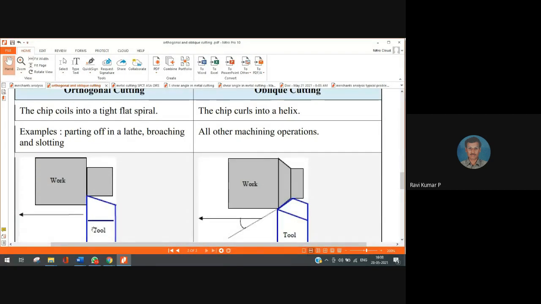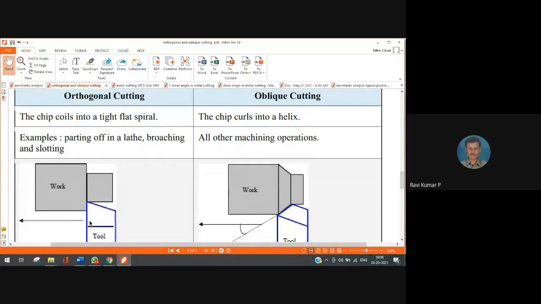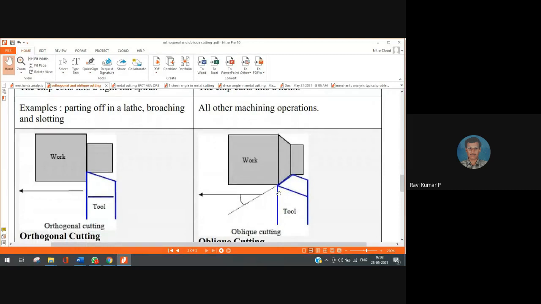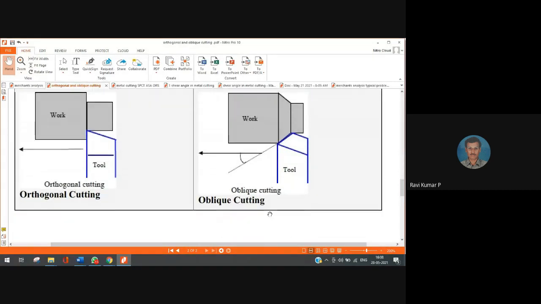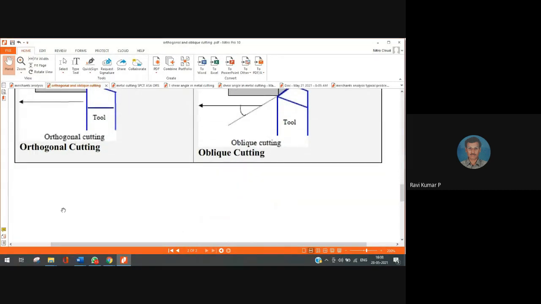So this is an example of orthogonal cutting. So this generalized case, we call it as oblique cutting, right? So this is looking at the metal cutting in some other manner, right? That means orthogonal cutting versus oblique cutting.